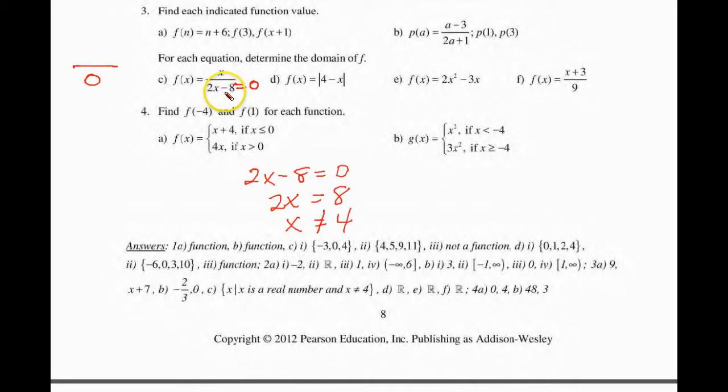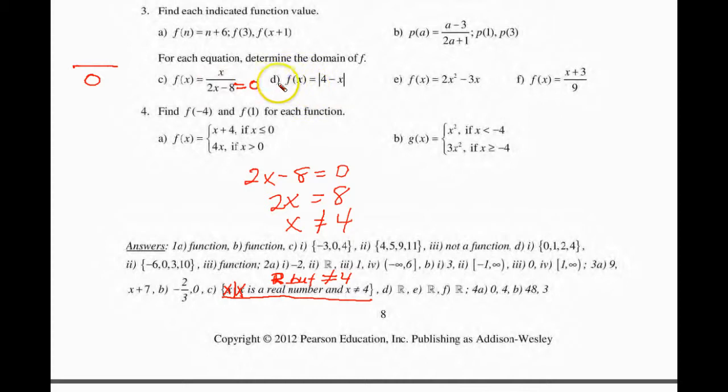So let's take a look how they want us to write this. Okay, they are using what is called roster, or I should say set builder notation. It's a modification of roster. You put it in a bracket and you say x is such that x is a real number, so it's all real numbers, but cannot be 4. Okay? Why? Because 4 would make this denominator a 0.